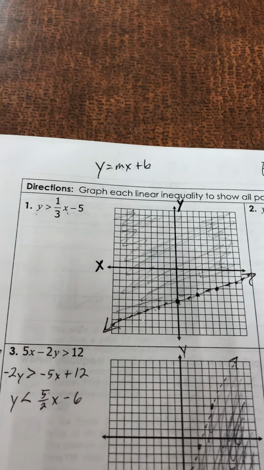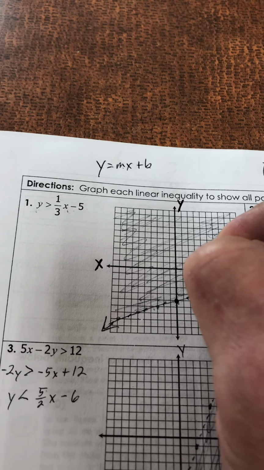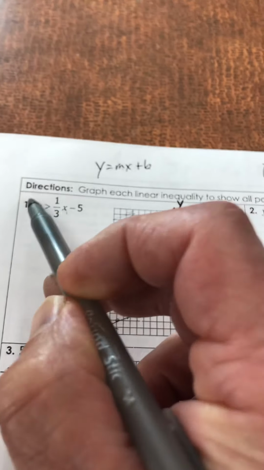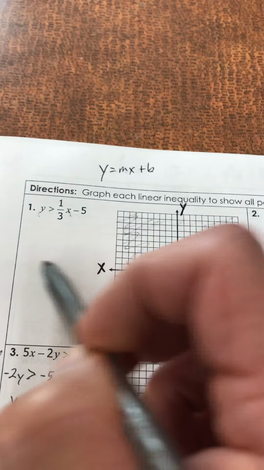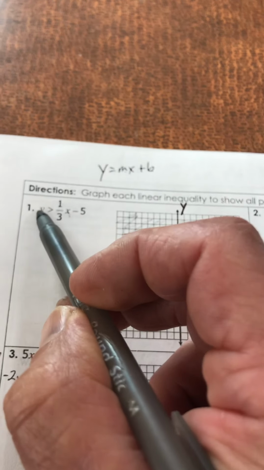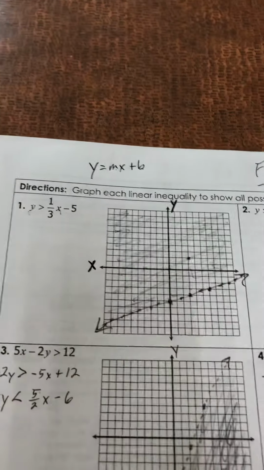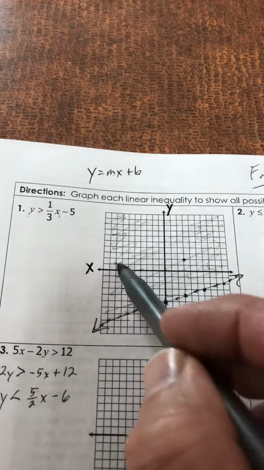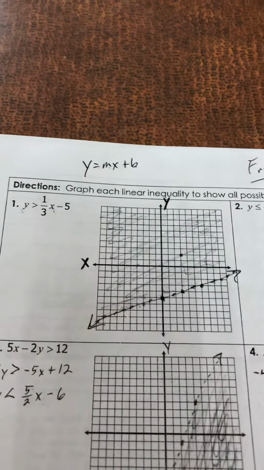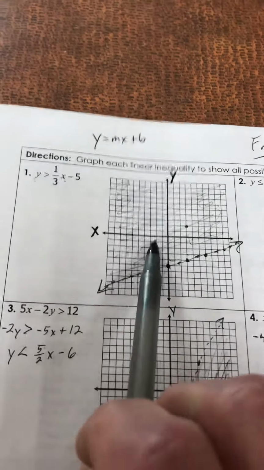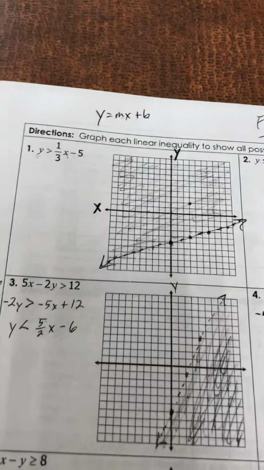So any point here, if I picked this point right here, which is 1, 2, 3, so it's 3, 2. And I put in a 3 for x and a 2 for y, and I were to solve this, y would be greater than 1/3 of 2 minus 5. Just any point out here that I pick, just random points, it will satisfy this equation. That's what this all means.